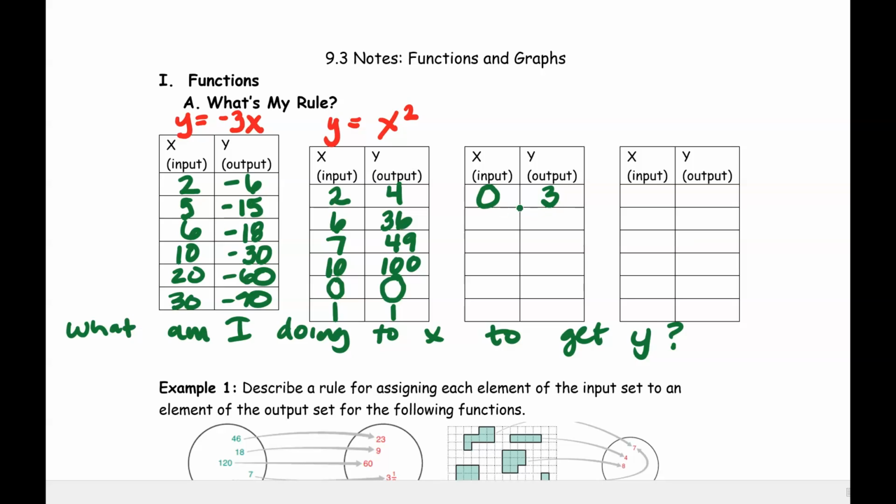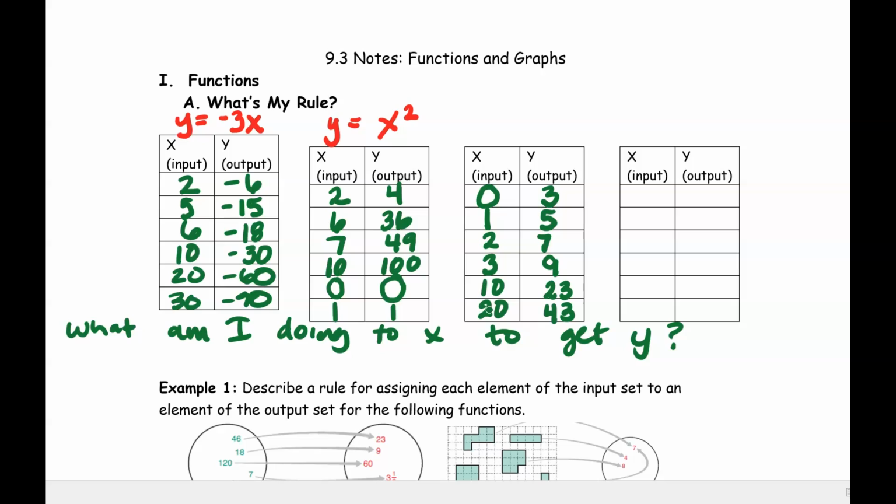Well, no, it couldn't be times because you're getting 3. So it's got to be something plus or minus. If they give me 1, the output's going to be 5. 2, the output is 7. 3, the output is 9. 10, the output is 23. 20, the output is 43.